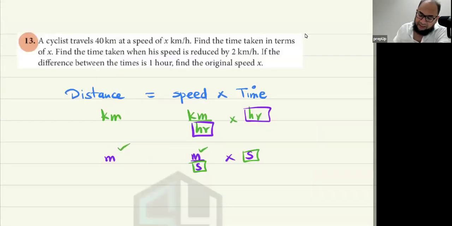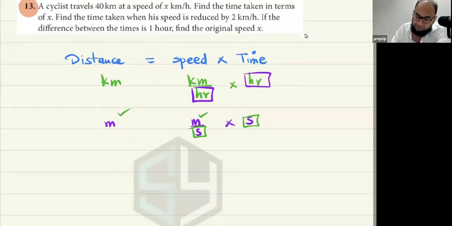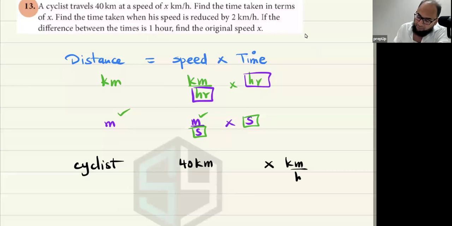Now it says a cyclist travels 40 kilometers at a speed of x kilometer per hour. So now we are talking about a cyclist. It travels a distance of 40 kilometers and the speed is x kilometer per hour. So this is distance and this is speed. Let me just do some correction over here, the tip sharpness.